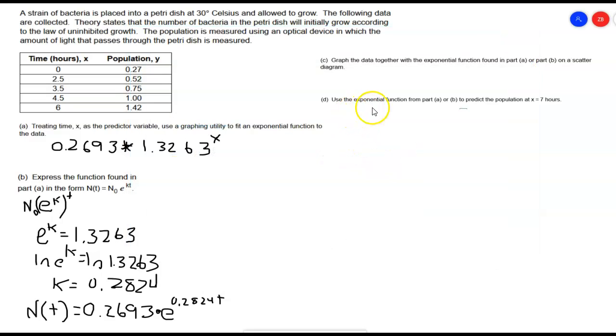Okay, the next problem says use the exponential function from part A or B to predict the population at x equals 7 hours. And what they're saying is we can go to this one right here because this uses our x. So after 7 hours, what is this function going to be? Well, luckily we saved that in our Y1, so this is a pretty easy one.